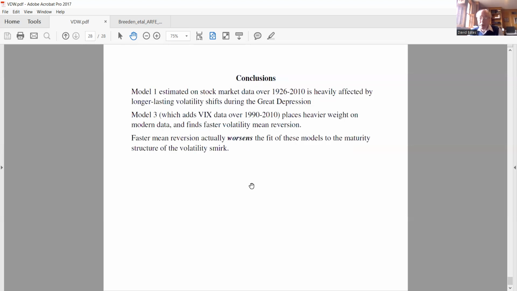So just to conclude, I would say the first model, which uses just stock market data, and I've done some subsample estimates, which I won't present.